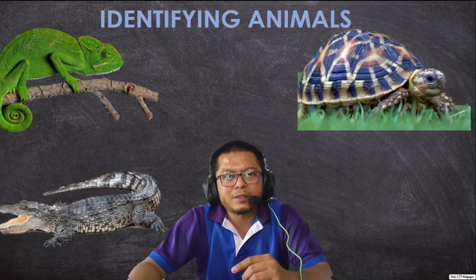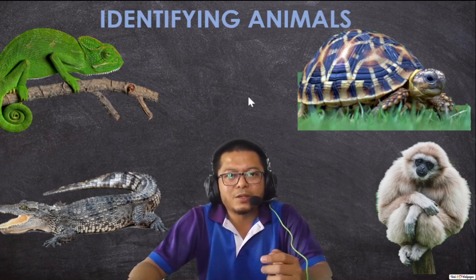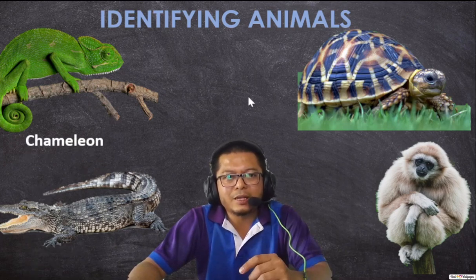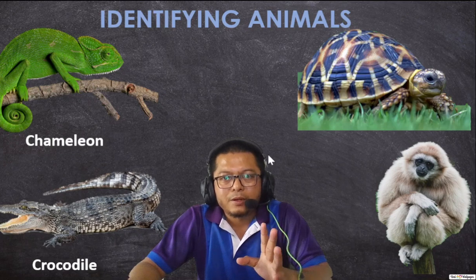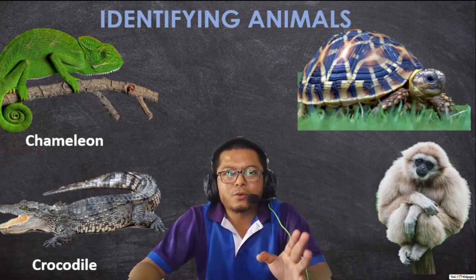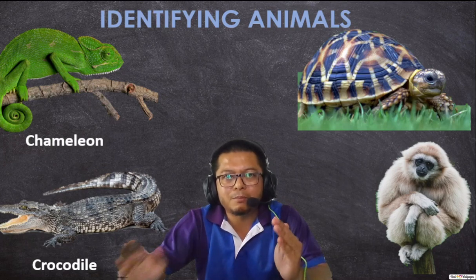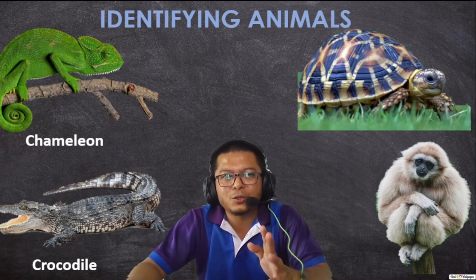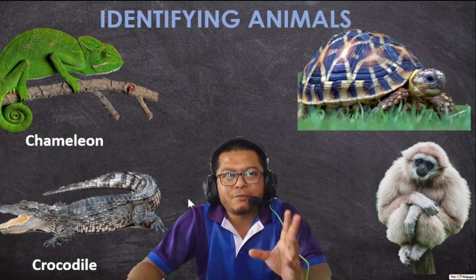Now next, the four different types of animals. This animal changes colors like you see on television, and this is a chameleon. And this is a crocodile. Alligator is different. An alligator looks like a crocodile, but it has a shorter mouth. The mouth is shorter on this side. A crocodile has a longer mouth. An alligator has a shorter mouth.